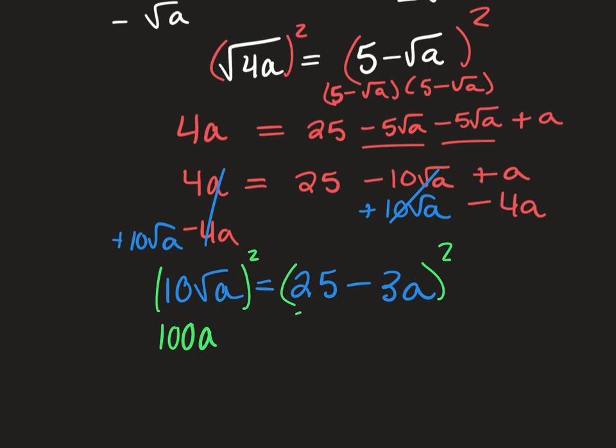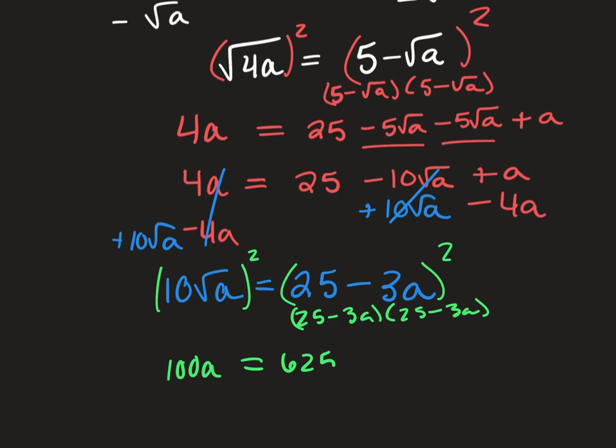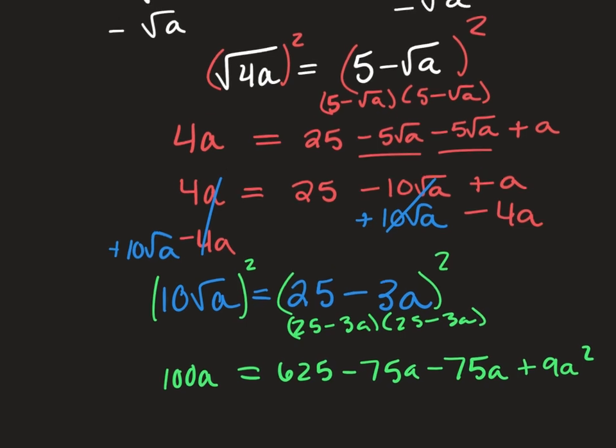So then, again, we have to FOIL that. So I'm going to move that down a little just so I have some more room. So then 25 times 25 is 625. And then 25 times that is 75a minus another 75a plus 9a squared. Then we combine like terms. We want it equal to 0 so that we can do the quadratic formula.